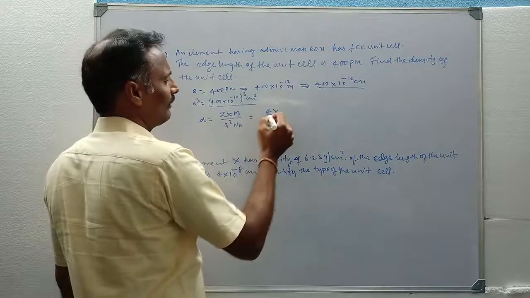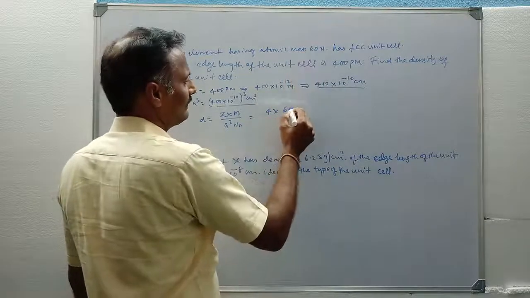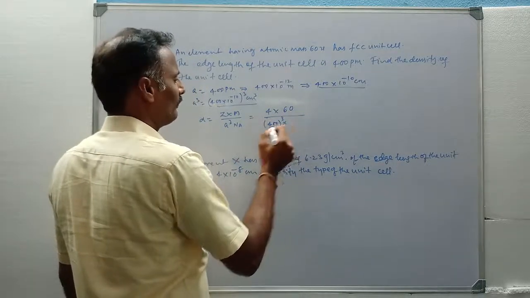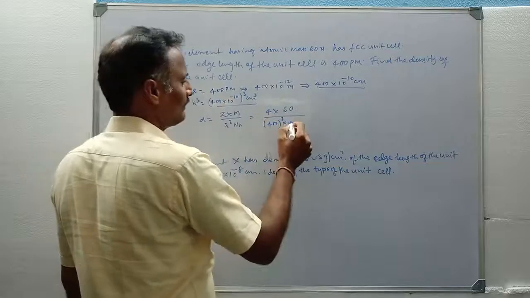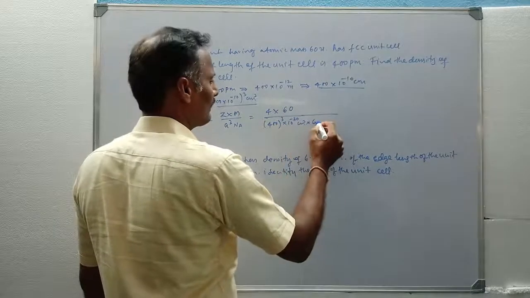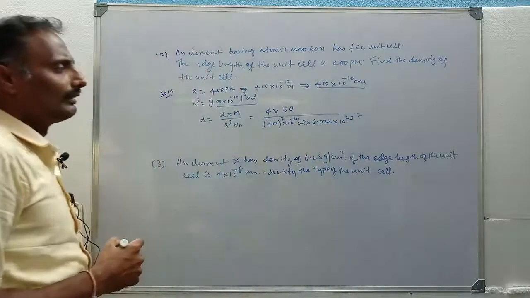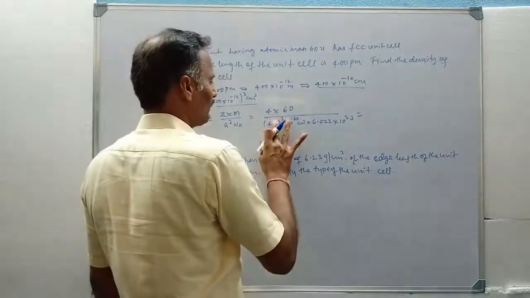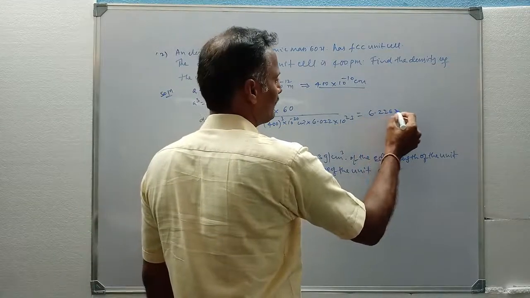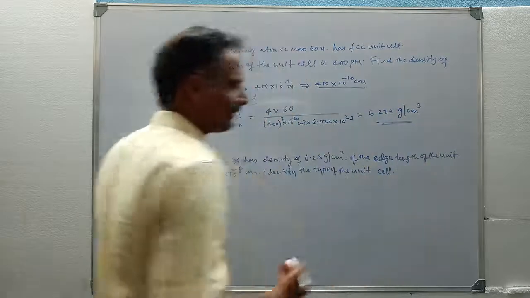This is 4 into mass of element, which is 60 grams, divided by A cube, which is 400 whole cube into 10 to the power of minus 10 whole cube, meaning 10 to the power of minus 30 centimeter cube, into Avogadro number 6.022 into 10 to the power of 23. On simplification, we get the value 6.226 gram per cm cube. This is the density of the unit cell.